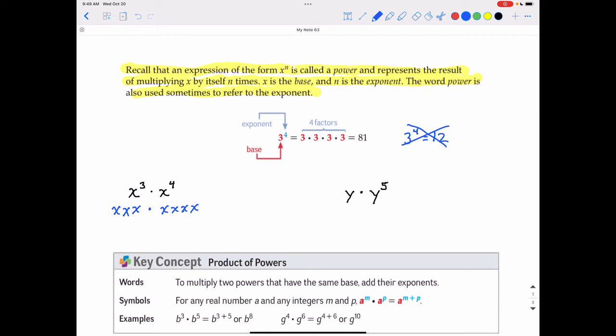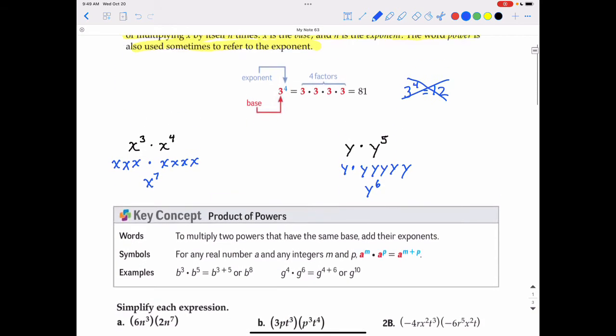So x to the 3rd times x to the 4th could be rewritten as x to the 7th power, because it would be the first 3 x's times the last 4 x's. Same with the y's over on the other side. Times y to the 5th, that would be y times itself 5 times. And as I count that up, I see 6 different y's, so that would be y to the 6th. So instead of writing out all these y's and x's, how can we come up with a generalized rule for multiplying variables with exponents?